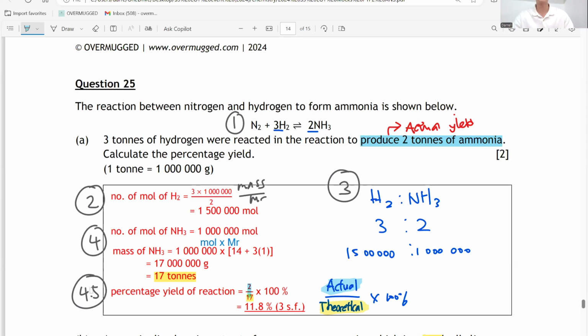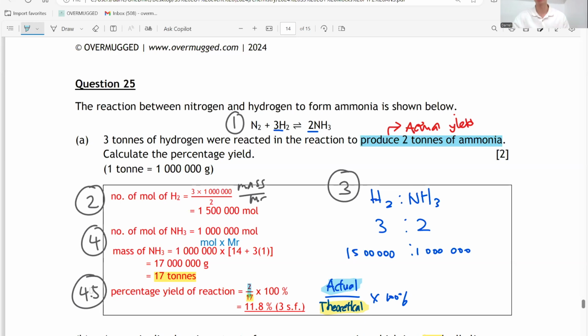How many values will you be given in the question? 2 values, right? In this situation, you get the 3 ton, which is mass, and 2 ton of ammonia. Which value do we reserve until the final step? Percentage yield is actual over theoretical. The actual yield, which is how much you produce, the 2 ton of ammonia, you will reserve this and only use it in the final step. Don't touch this 2 ton. Your 4 steps that you're calculating should be using the 3 ton of hydrogen.